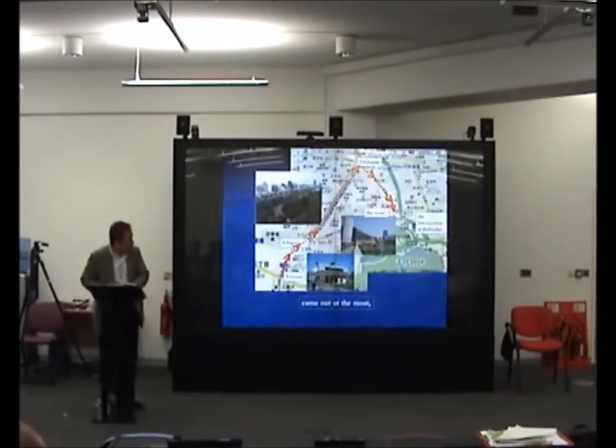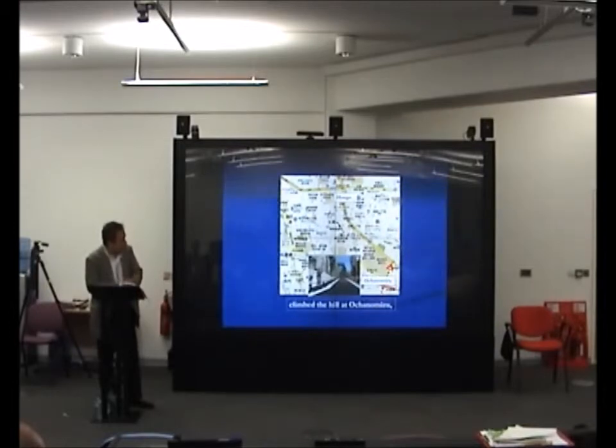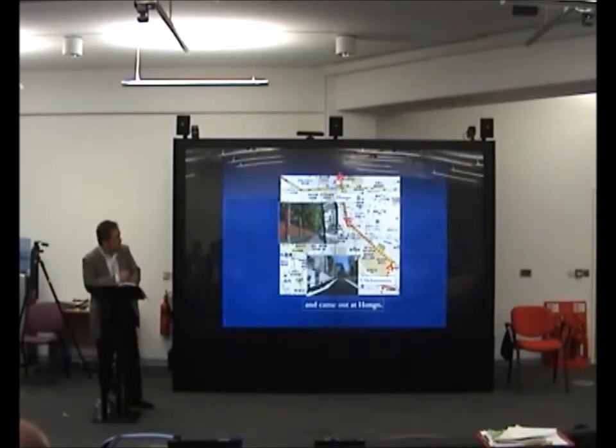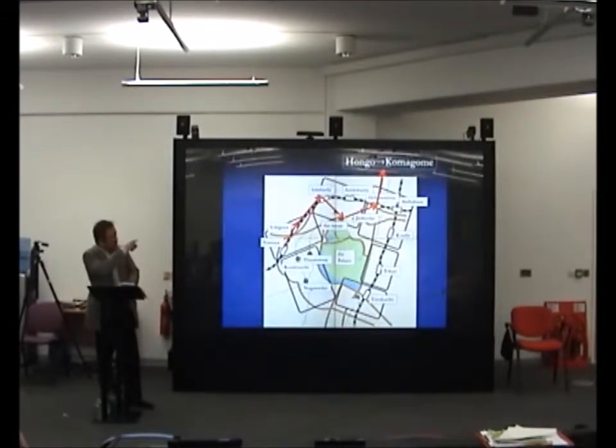And next, they came out at the moat. They crossed the intersection at Jimbocho. They climbed the hill at Ochanomizu. And came out at Hongo. Hongo is famous for Tokyo University. And from there, she followed the trolley tracks to Komagome. That is the route on the ground.